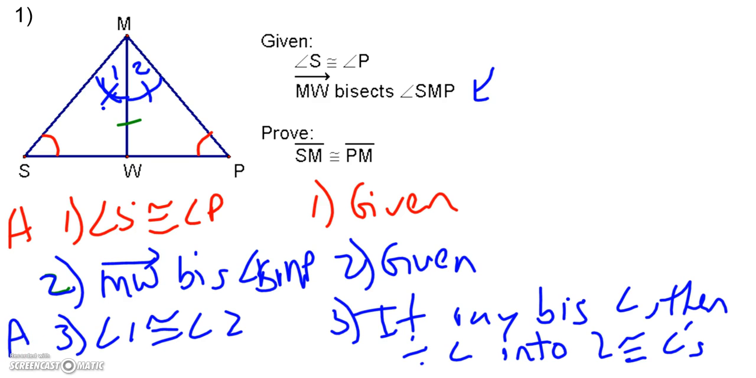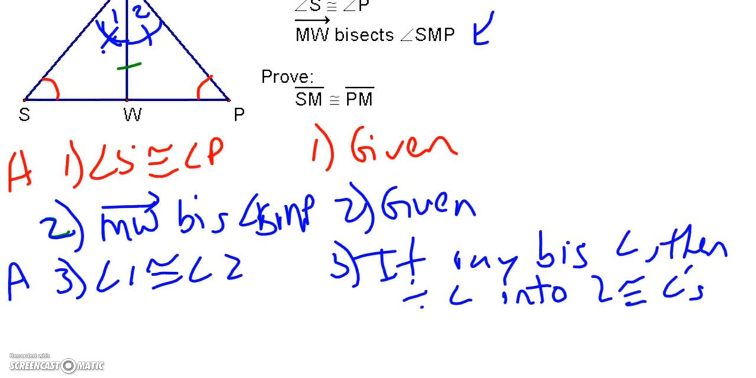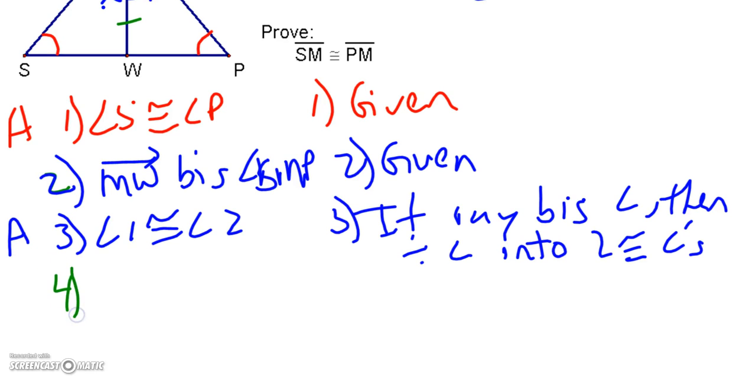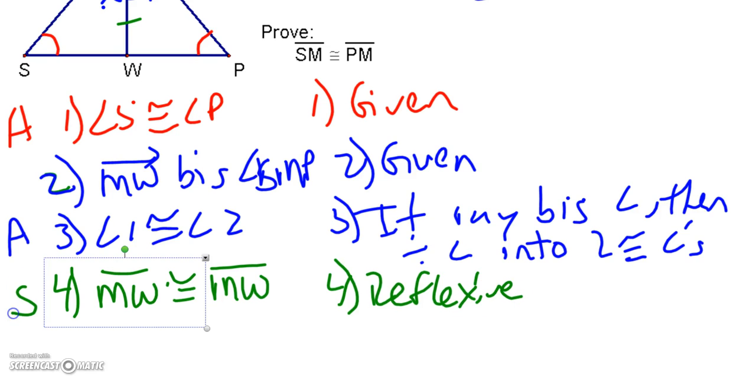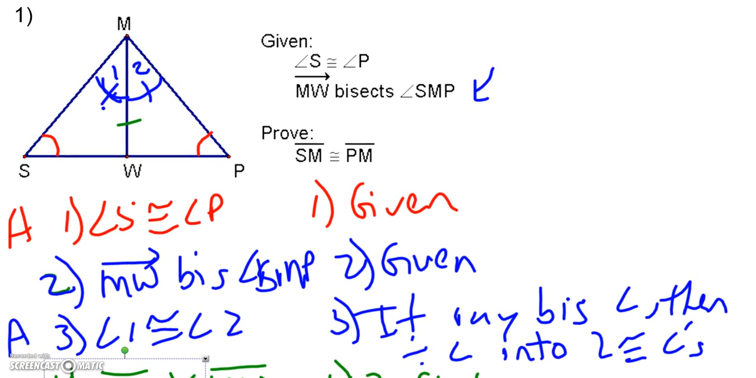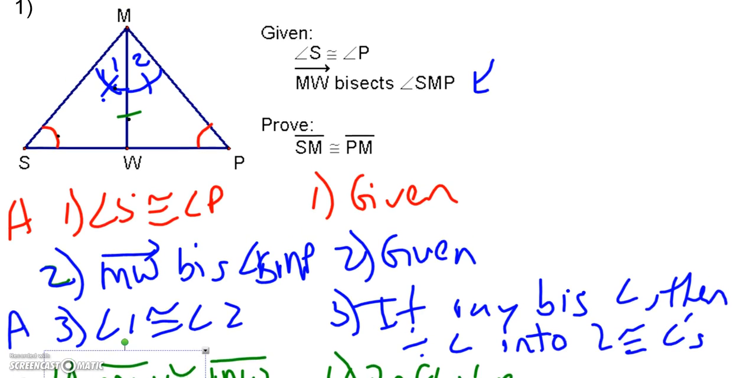And then as I marked in the diagram, we have a common side, so we need to list that reflexive side. And then to verify, we have our three things marked in our diagram, and the three things correspond with angle, angle, side, so we can prove the triangles are congruent.